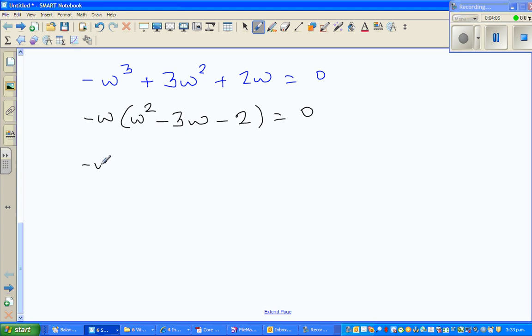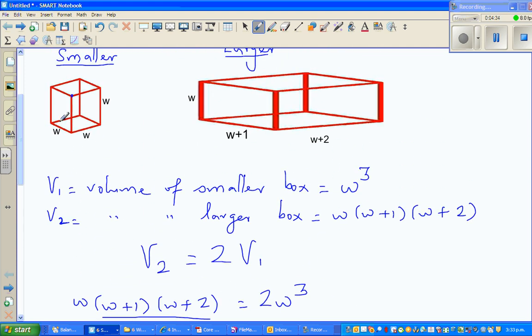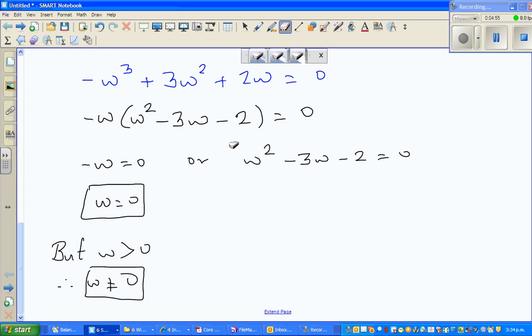So now you can say minus W is equal to 0. This has become a quadratic equation. This times this is 0, so this is 0, or W squared minus 3W minus 2 is equal to 0. If minus W is equal to 0, W has to be 0. This answer is mathematically right, but if you look at the question, the width would become 0, and that's not possible because the dimension has to be positive. So W has to be greater than 0. Therefore W cannot be equal to 0, so we are rejecting this option.